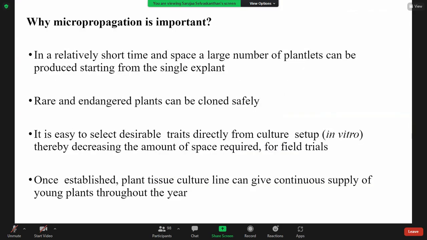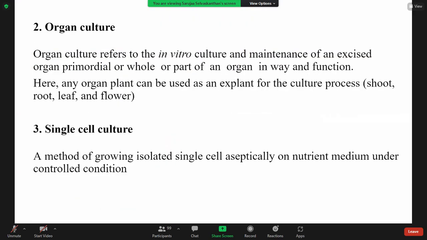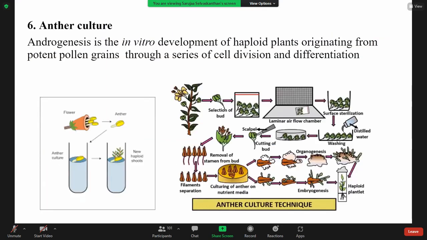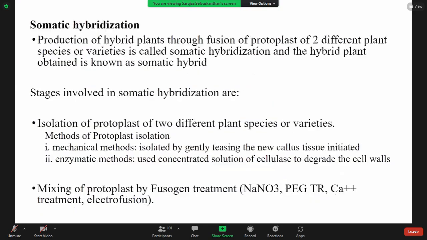Then you have studied the types of tissue culture. What is callus? How to prepare callus cultures? Those things you have studied. And organ culture, what is organ culture? What is single cell culture, cell suspension culture, embryo culture, anther culture, pollen culture. There are so many cultures: protoplast culture, shoot tip and meristem culture.